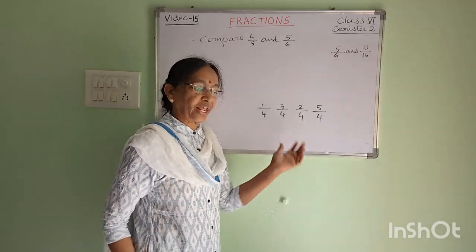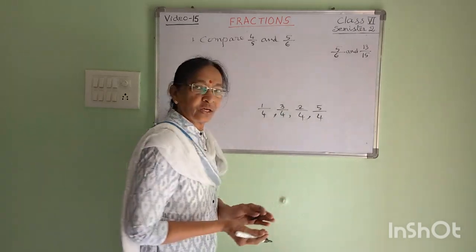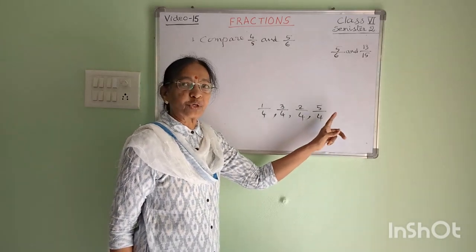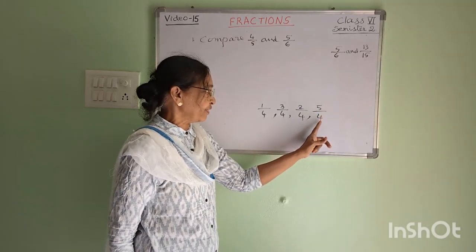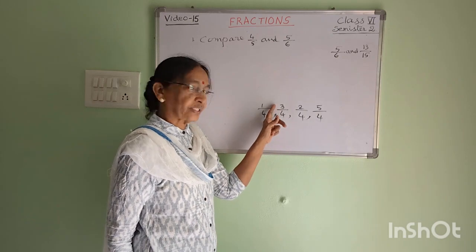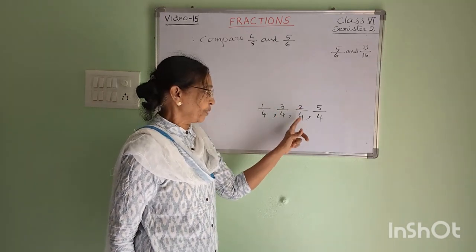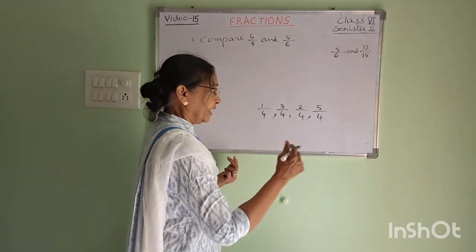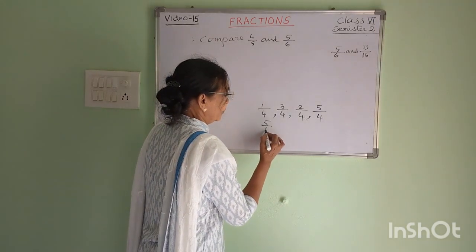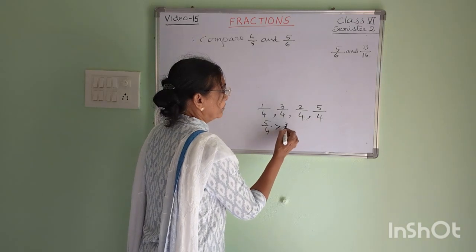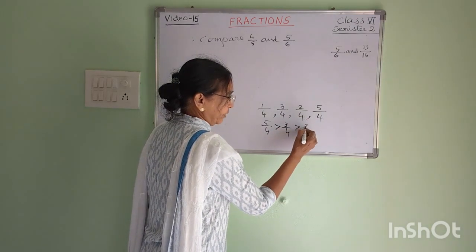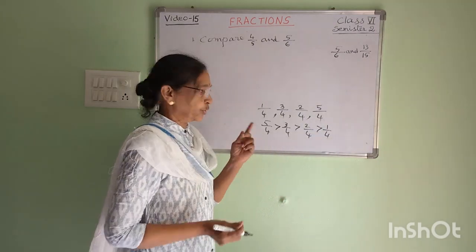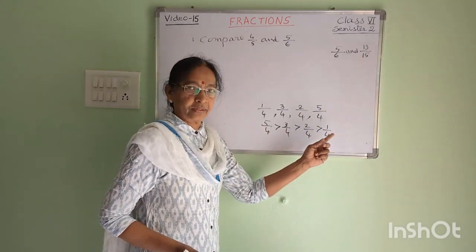Here there are 4 like fractions. The greatest is the fraction in which the numerator is greatest. Therefore 5 by 4 is greatest. Then 3 by 4 is greater. Next 2 by 4. Next 1 by 4. So if we write them in descending order, 5 by 4 is greater than 3 by 4 is greater than 2 by 4 is greater than 1 by 4. See, the numerators are in descending order.